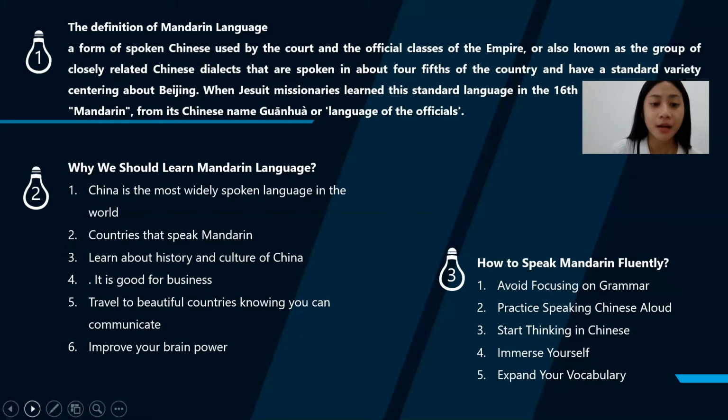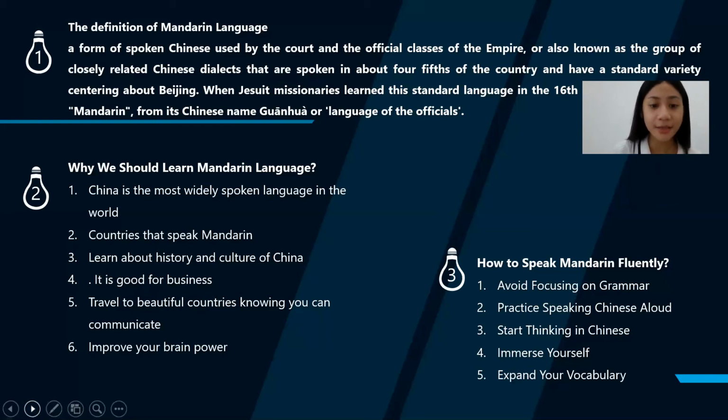Fifth, travel to beautiful countries knowing you can communicate. If you can speak Mandarin, the world is your oyster. As you travel across South Asia, you will have the confidence to speak with the locals in Chinese. You might even be invited into their homes for home-cooked food, experiencing real Chinese life.